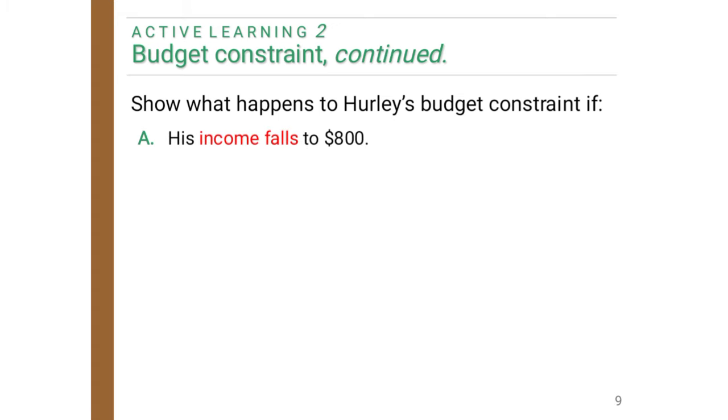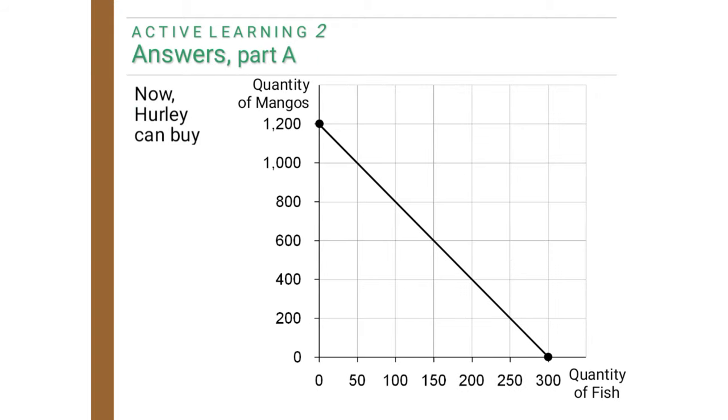Now, show what happens to Halim's budget line when his income falls. So we are going to talk about changes in the budget line. In the first instance, there was no change in any of the underlying conditions, so prices were constant and income was constant. Now there are going to be changes, and we'll see what happens to the budget line. First, when income falls to 800, and secondly, when the price of mangoes rises to $2 per mango. So that's what I'm going to check.